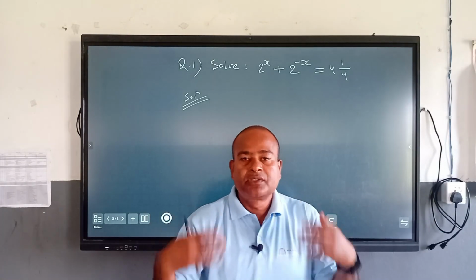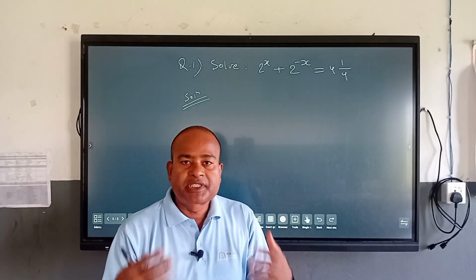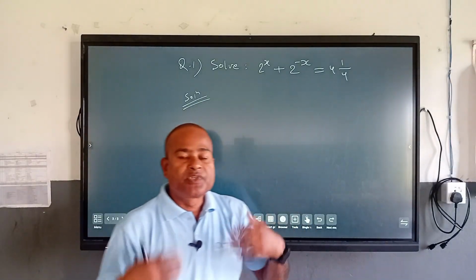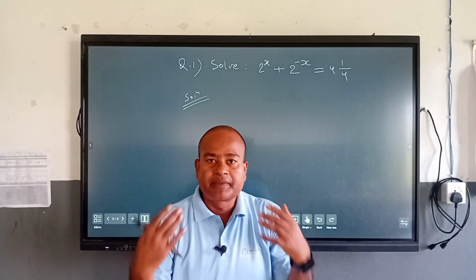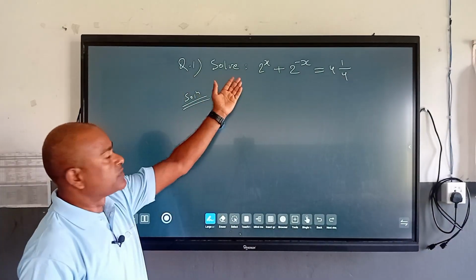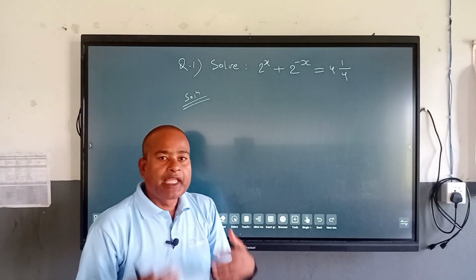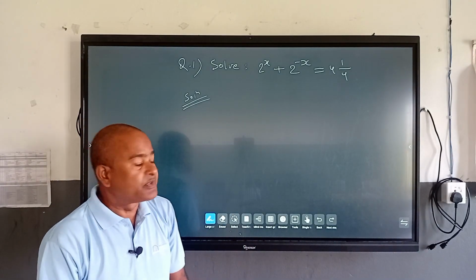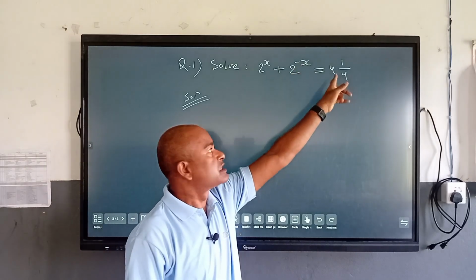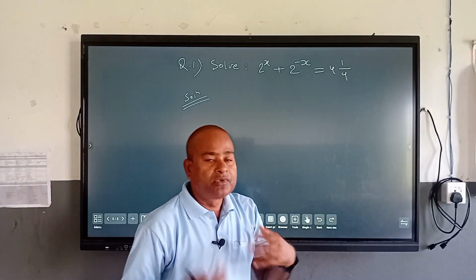Today in this video we are going to solve one of the most important questions from exponential equations, from class 10 mathematics. Here we go. Dear students, in this question we have to solve an exponential equation: 2 power x plus 2 power minus x equals 4 whole 1 by 4.